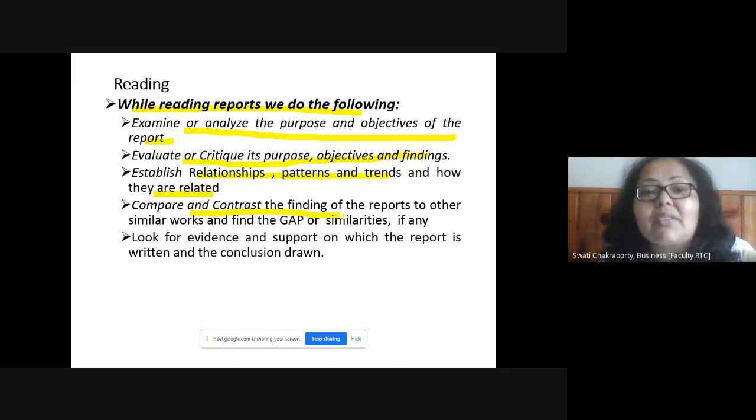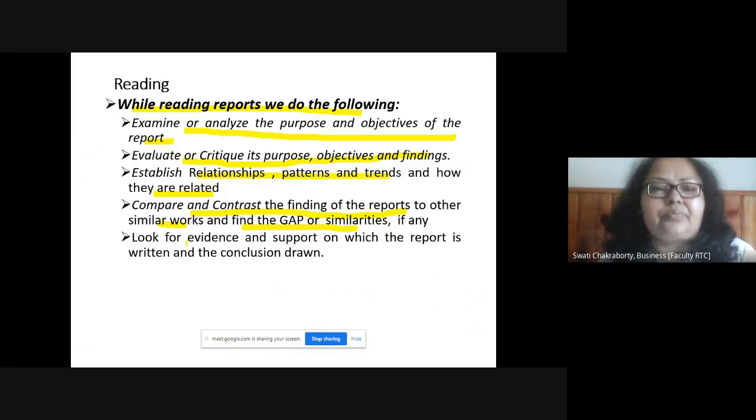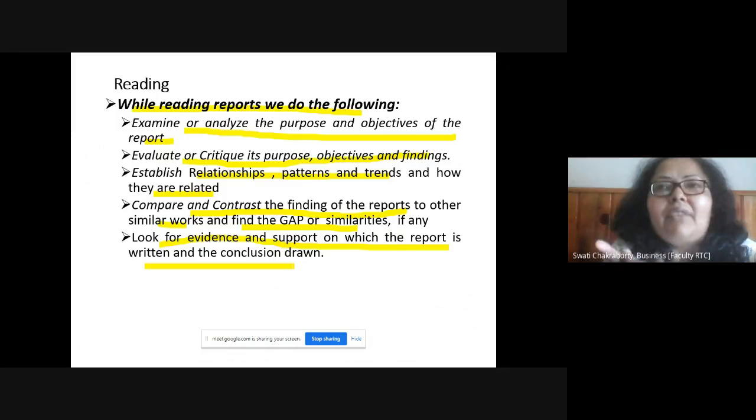Compare and contrast the findings of the reports with that of similar works which have been there, and find out the gap or similarities. What is the gap which is there? What is the similarity between these reports, or what is the gap? Where lies the gap between the report of this particular organization and the others, if there is any? And then look for evidence and support on which the report is written and the conclusion drawn. A report should have some facts, some evidence, so you need to look for it, and then from there you can draw your conclusion. So that's the first technique that we said.